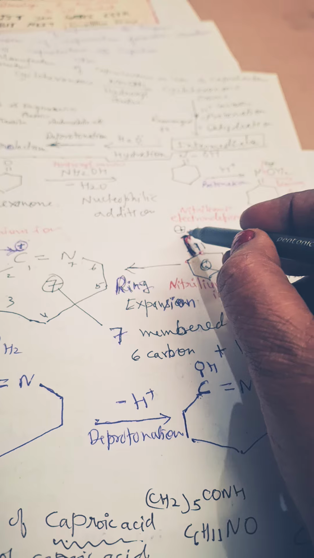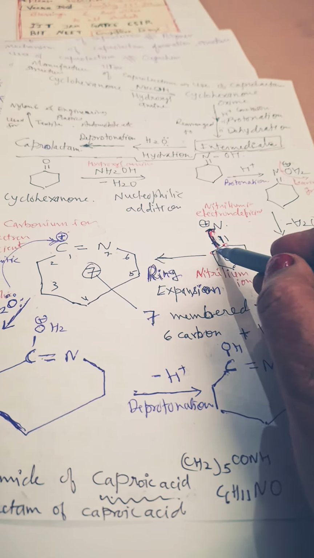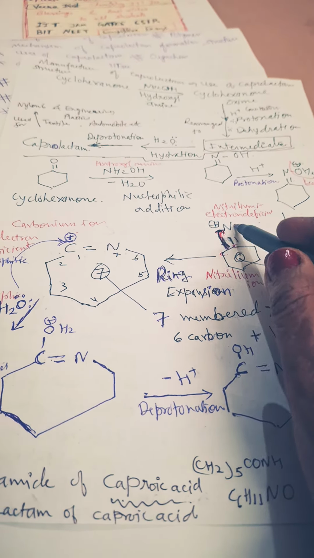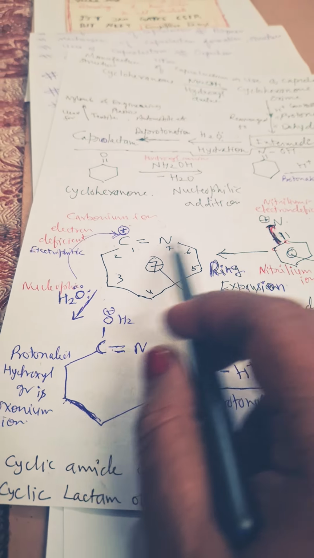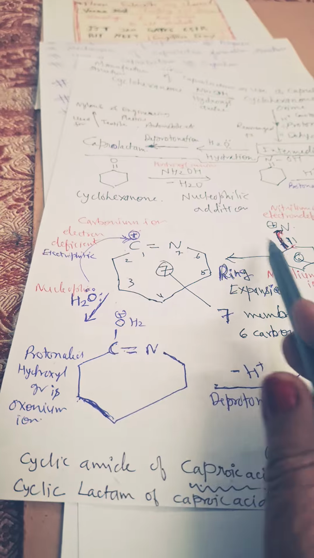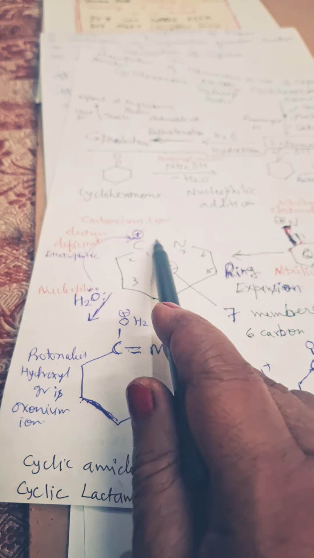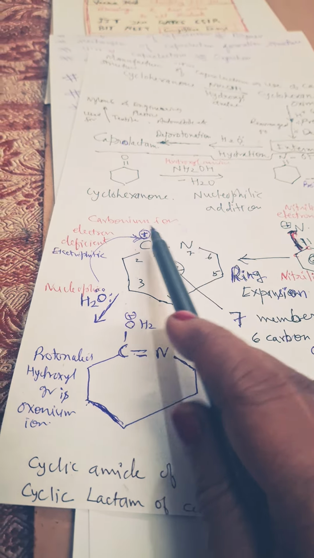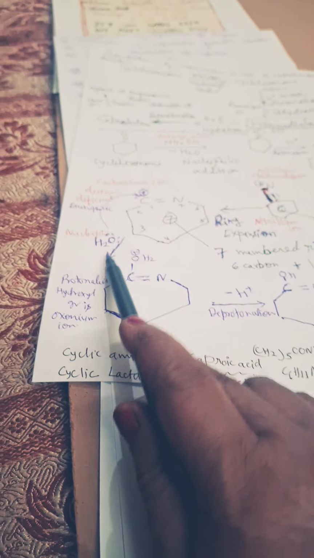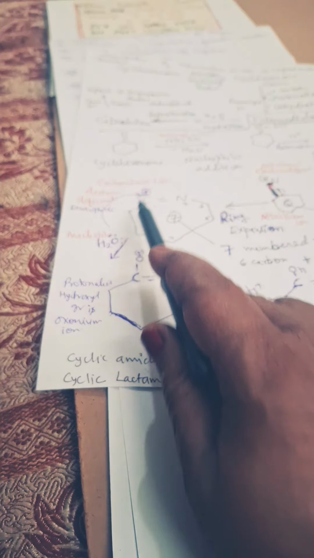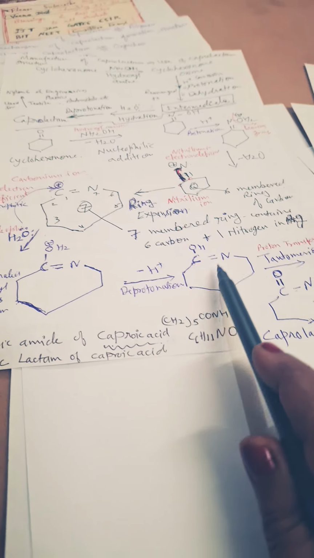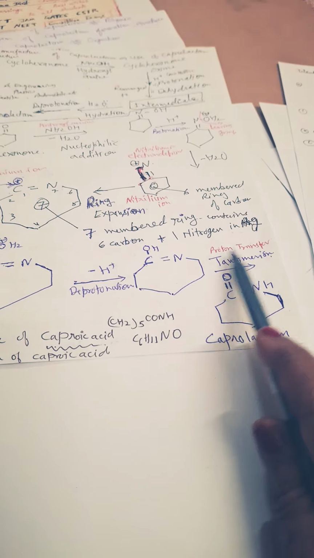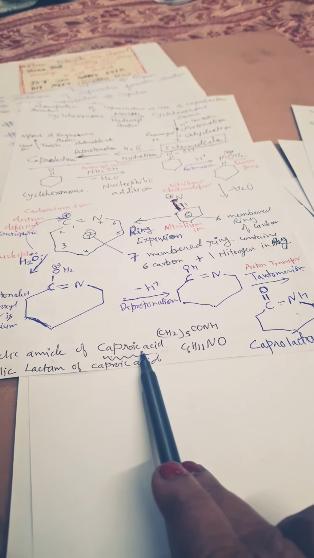nitrilium ion is obtained. This positive charge is here, so this carbon link is broken away, and it will form a new 7-member ring, meaning it will include nitrogen also in the ring. So a 7-member ring will be obtained. Now this carbon which is joined with this nitrogen is electrophilic, electron deficient. So hydration will take place, and then this oxonium ion is obtained. Then deprotonation will occur, and ketoenol tautomerism will be there, so we'll get caprolactam, the cyclic amide of caproic acid.